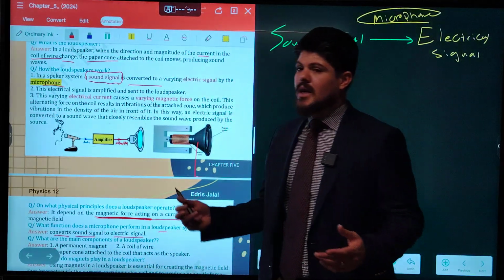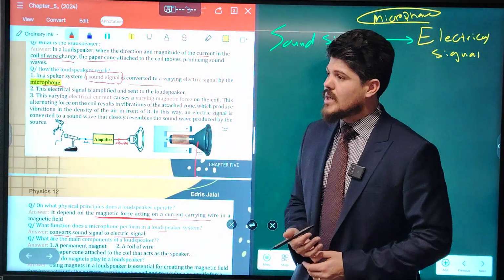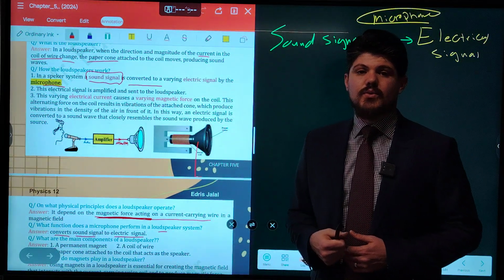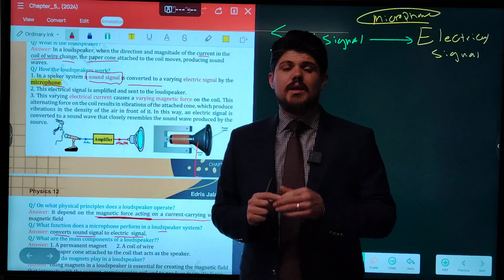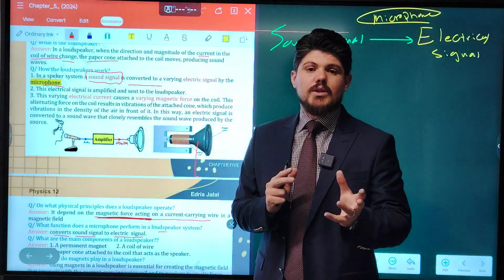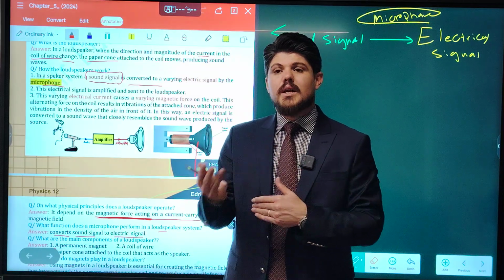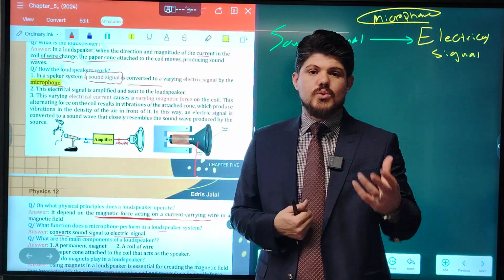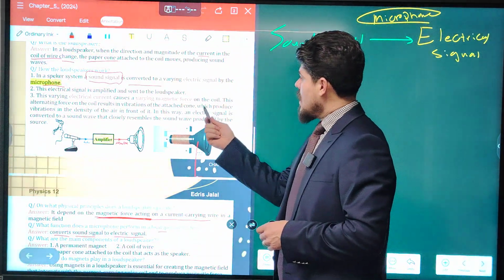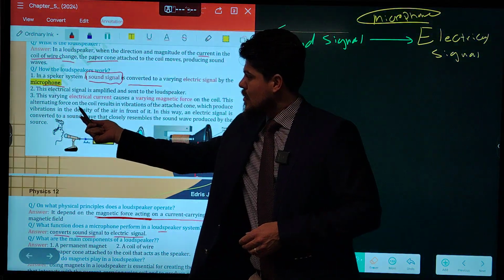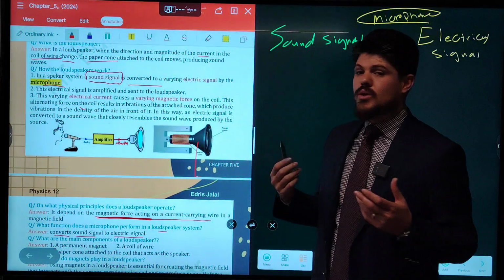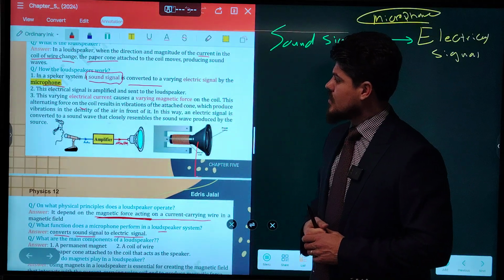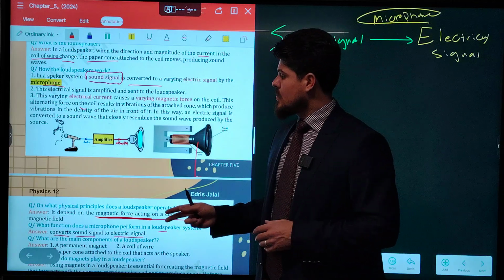This varying electrical current, the variation of the electrical current induced by the microphone, causes a varying magnetic force, causes the change of the magnetic force. Why? Because the direction of the magnetic force depends on the direction of the current. When the direction of the current changes, the direction of the magnetic force also changes. So that is why the variation of the electric current leads to the variation of the magnetic force on the coil. This alternating force on the coil results in the vibrations of the attached paper cone, which produces vibrations in the density of the air in front of it. So in this way, the loudspeaker works.